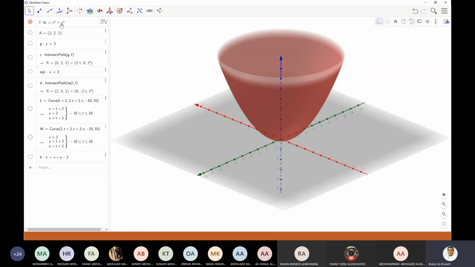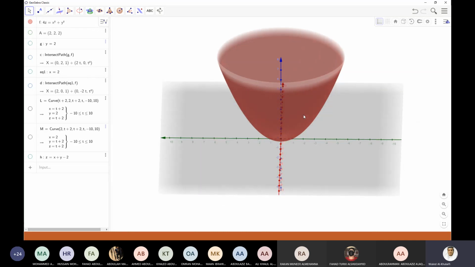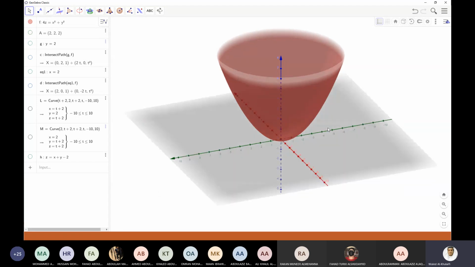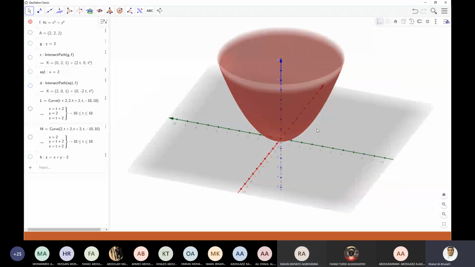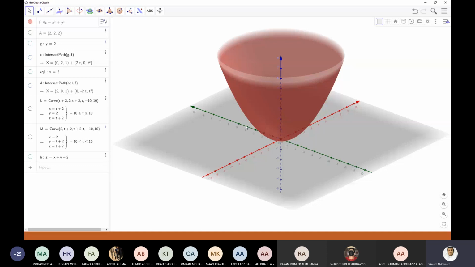4z equals x squared plus y squared. What does it give? Square on x, square on y, with a plus, and there is no square on z. Yes, Rakan? Mumtaz, elliptic paraboloid. Very good. So it gives an elliptic paraboloid.